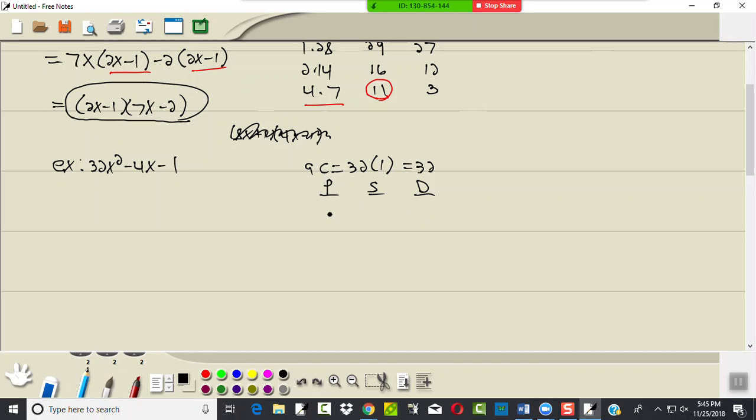We're going to write down all products that give us 32. We got 1 times 32, 2 times 16, 4 times 8. I think that's everything. Add them. 1 plus 32 is 33. 2 plus 16 is 18. 4 plus 8 is 12. Subtract them, smaller from larger. 32 minus 1 is 31. 16 minus 2 is 14. 8 minus 4 is 4.